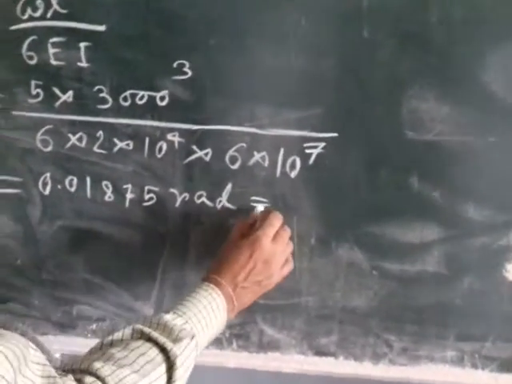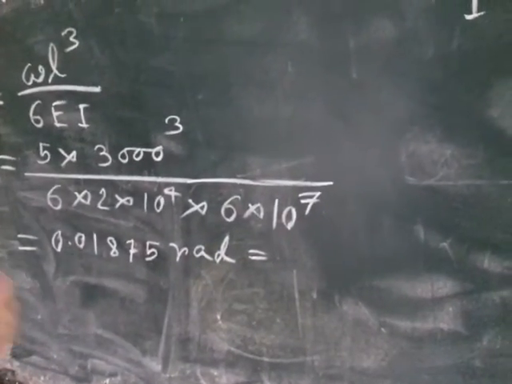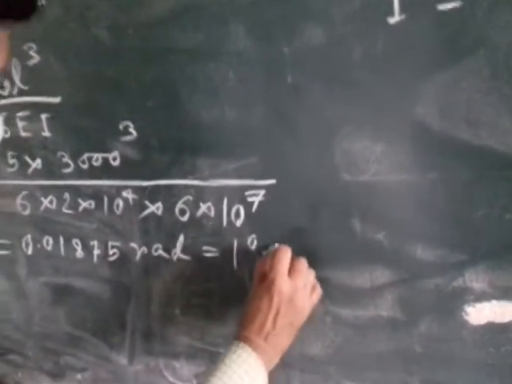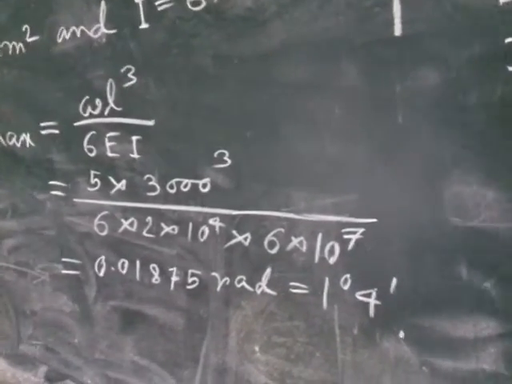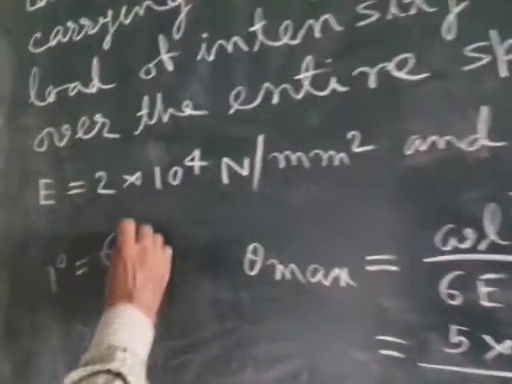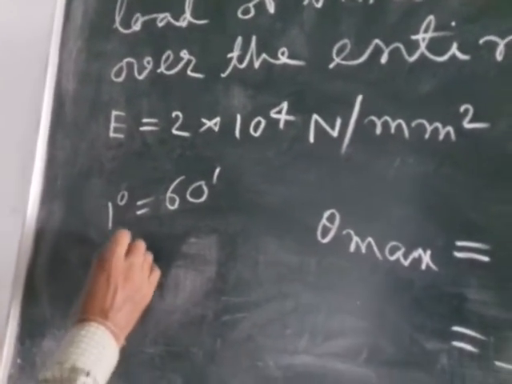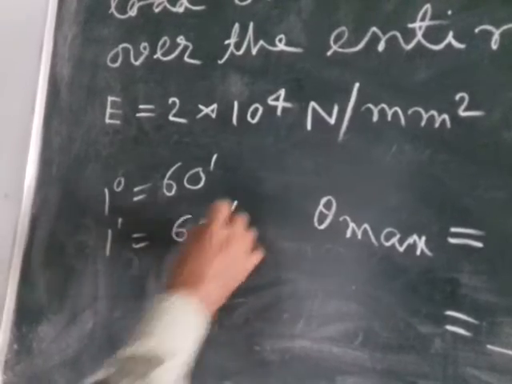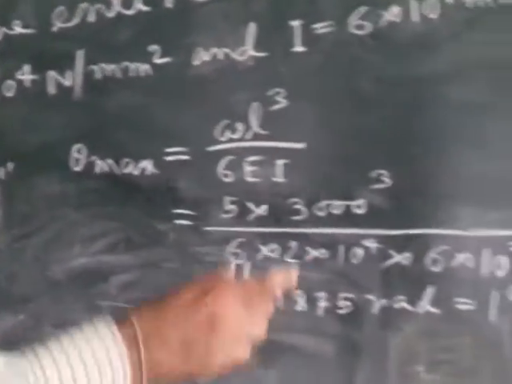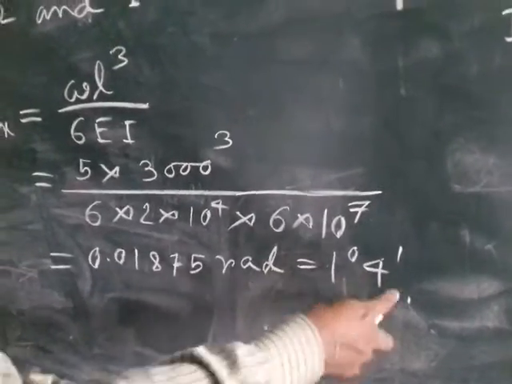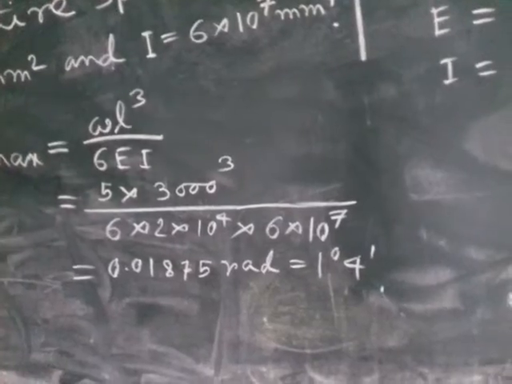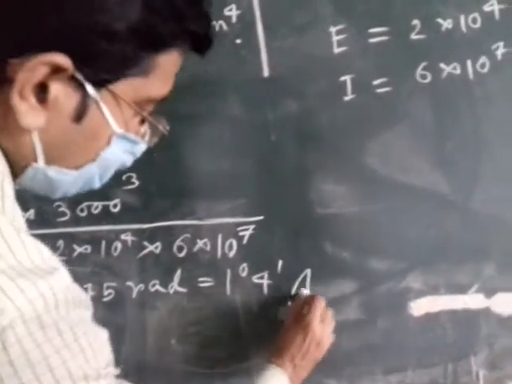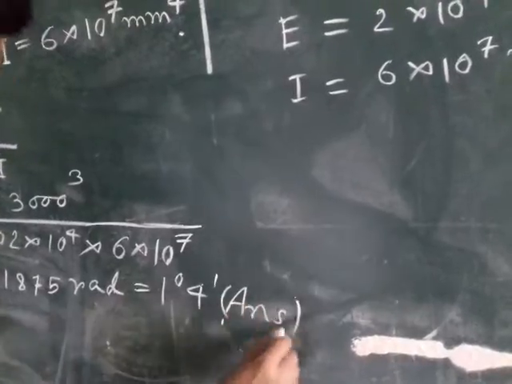As it is very small, we should convert it into degrees. In degrees it will be 1 degree and 4 minutes. In the last class I discussed that 1 degree equals 60 minutes and 1 minute equals 60 seconds. Here it is actually very small, so we have to convert it to degree and then minute. So the answer for maximum slope is 1 degree 4 minutes. This is the first answer. Now for the next answer.